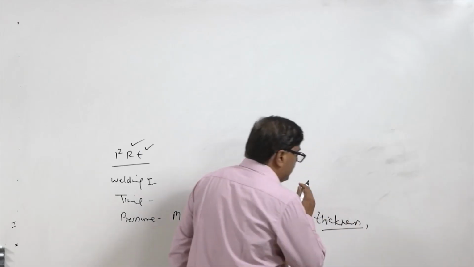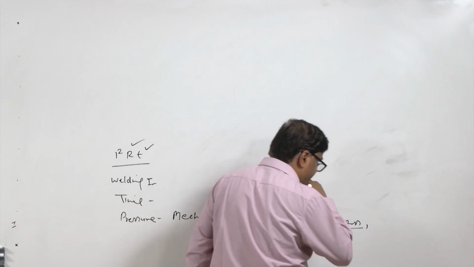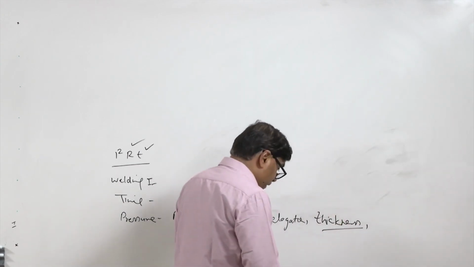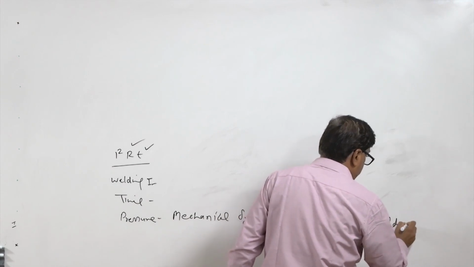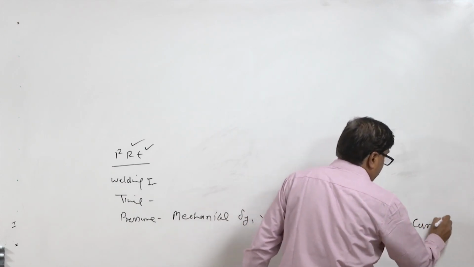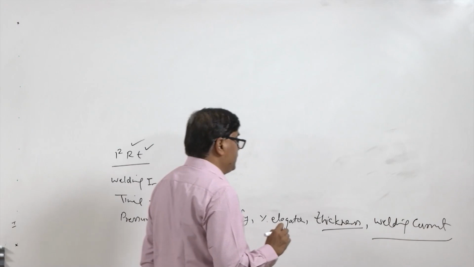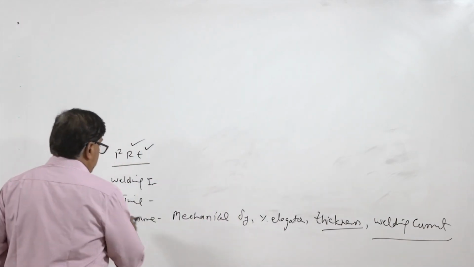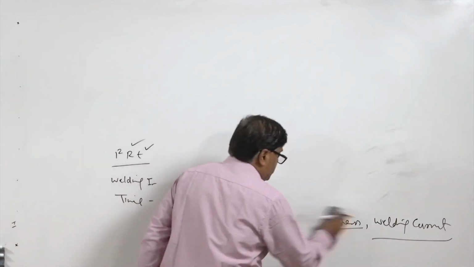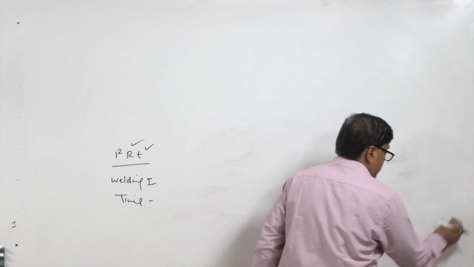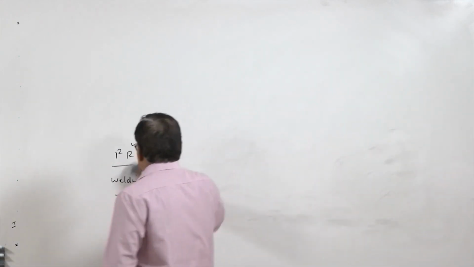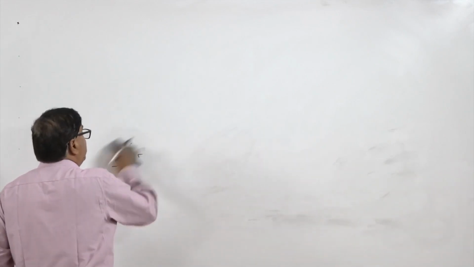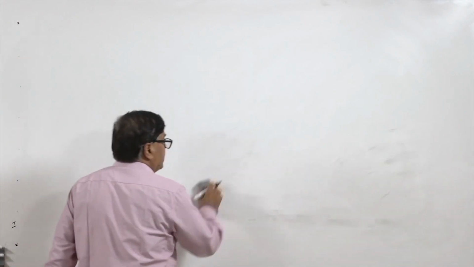Apart from this, the welding current which is to be used will also affect the time as well as the pressure to be used. So these are the factors which are to be considered for selection of the pressure as well as the welding time and the welding current.